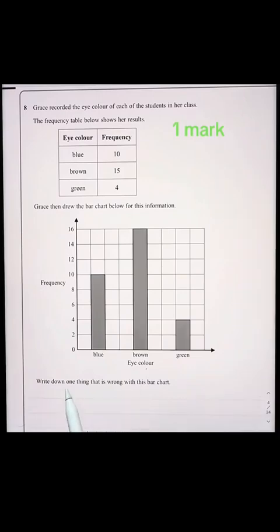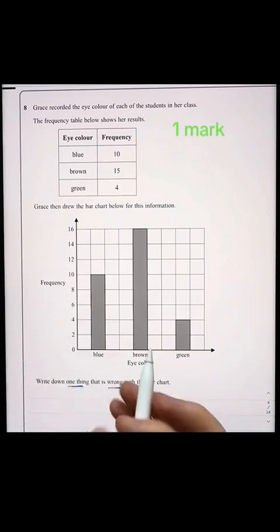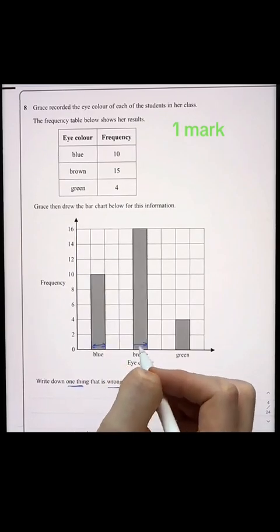Question 8. Write down one thing that is wrong with the bar chart. When checking a bar chart, we first of all should check the frequency, our scale. Is it consistent? Here it's 2, 4, 6, 8, 10, 12, 14, 16. It's going up in 2s, that's fine. We're looking at the bars. In a bar chart, each bar should have the same width. And here we can see each bar has a width of 1 square.